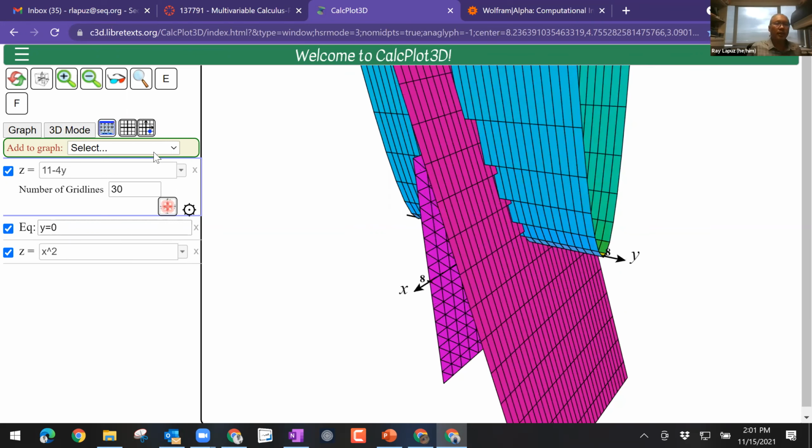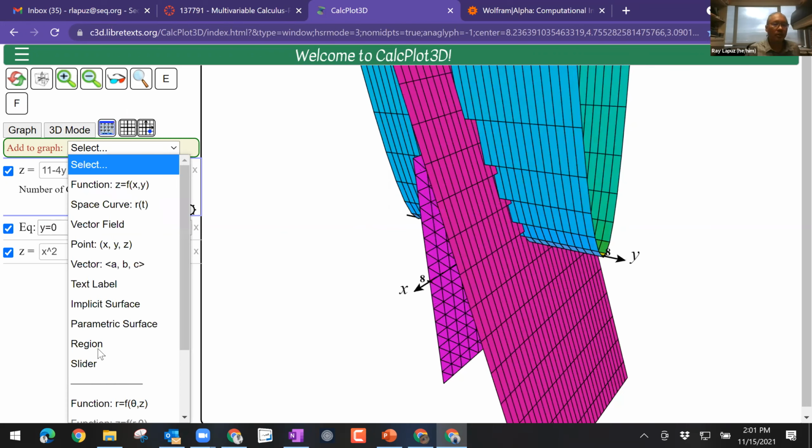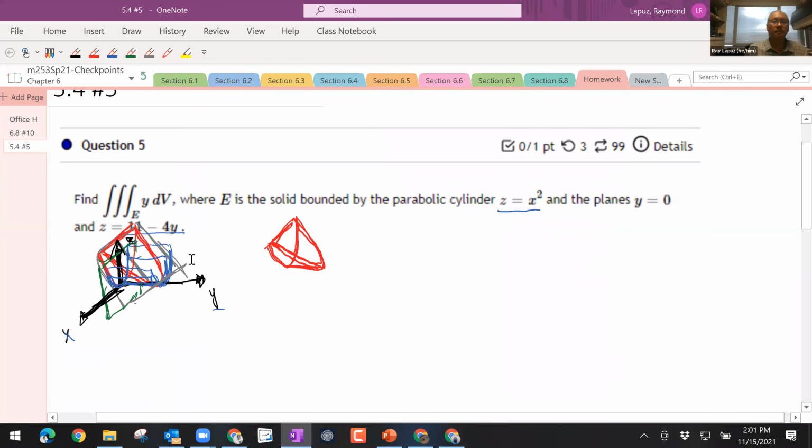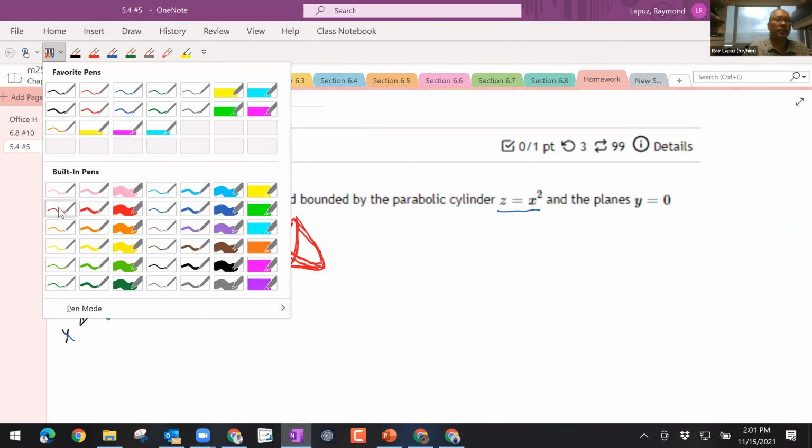And one more way to visualize this is to actually draw what's called a region. And for us to do this, we need to know essentially the limits of integration for this. So before we draw this region, let's see if we can figure out how we're going to integrate this. All right, so we will probably look at this with a z first.